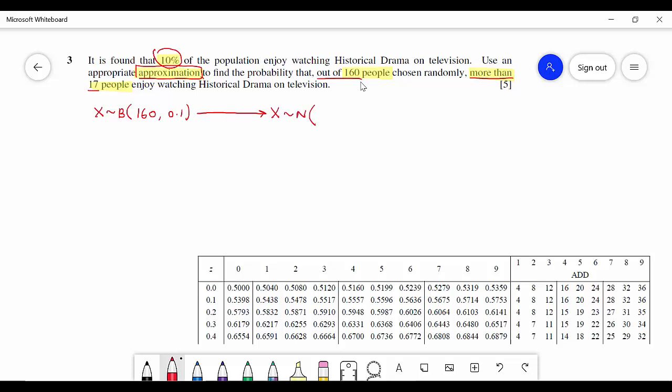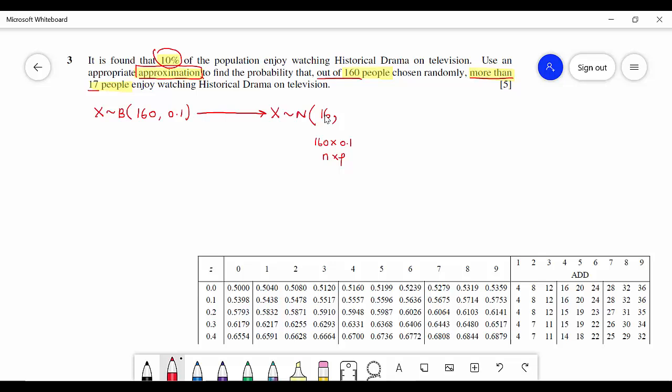The first parameter in the normal distribution should be the mean. So how to get the mean? You should take 160 multiplied by 0.1, which is n times p for the binomial distribution, and therefore you get 16 as the mean.